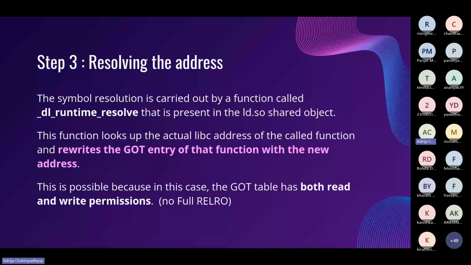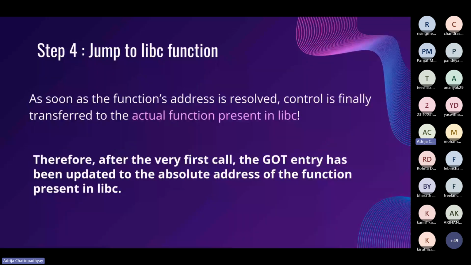So step number one was go to PLT. Step number two, go to GOT. Step three was going back to PLT and resolving the actual address. And step four is now jumping to that address. So we've resolved it, now we jump to that address. As soon as the function's address is resolved, control is finally transferred to the actual function present in libc. Now after the very first call, the GOT entry has been updated to the absolute address of the function present in libc.